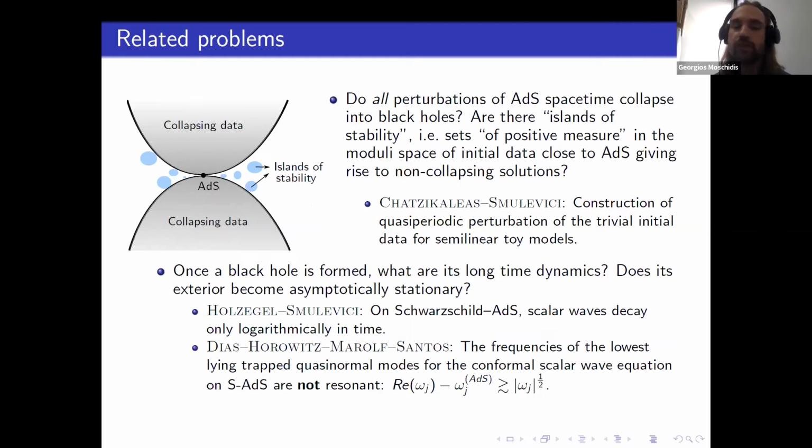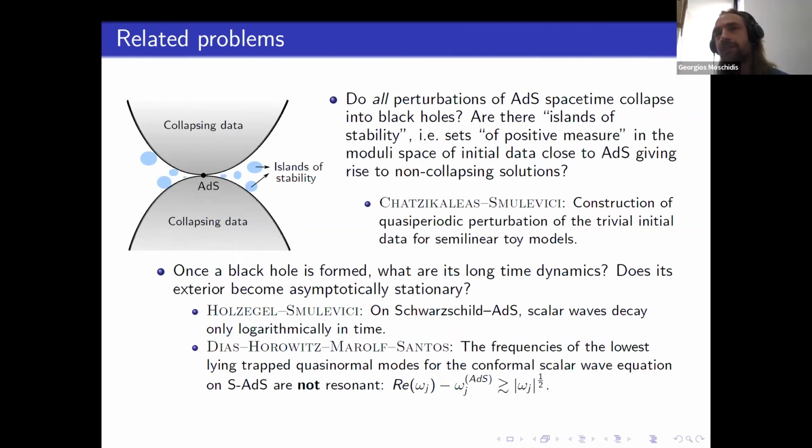Now, there's another question that one can ask, which is the following. The AdS instability conjecture claims that at some point a black hole is formed. Then one can ask the question, what happens to that black hole solution? How does the black hole exterior look once it's formed? Does the exterior asymptotically settle down to something stationary, or do crazier things happen? Now, this is a question which is non-trivial only outside spherical symmetry.